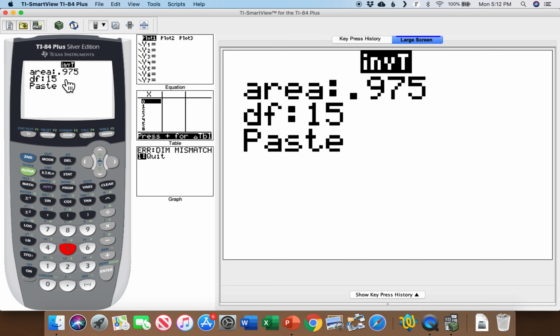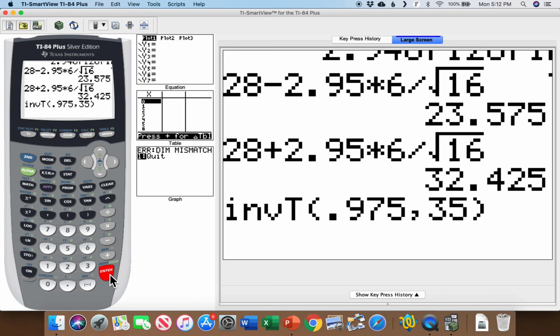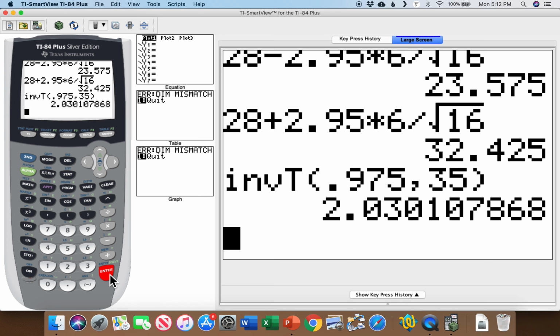It's common for students to forget and put this in a percent form instead of a decimal form, but it won't work if you put it as 97.5 instead of 0.975. So your degrees of freedom is 36 minus 1, or 35. Paste it. Your t-score is 2.03.